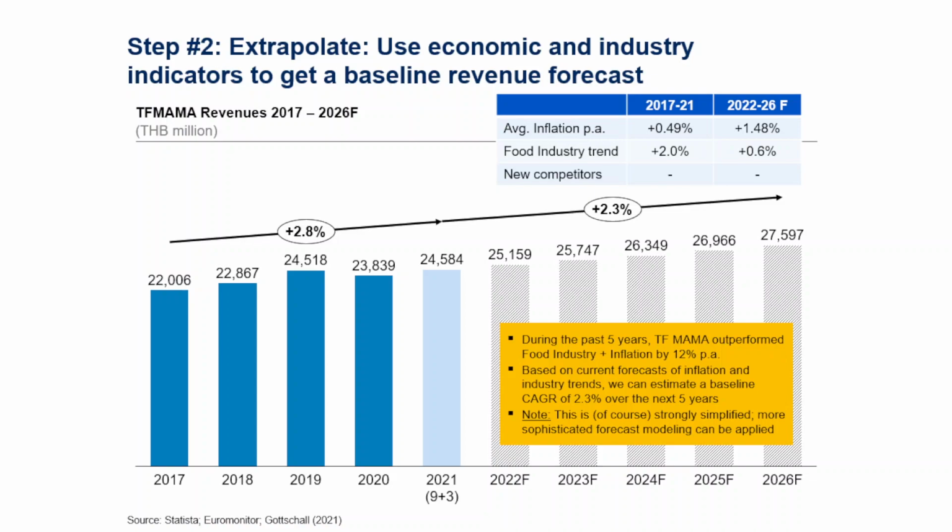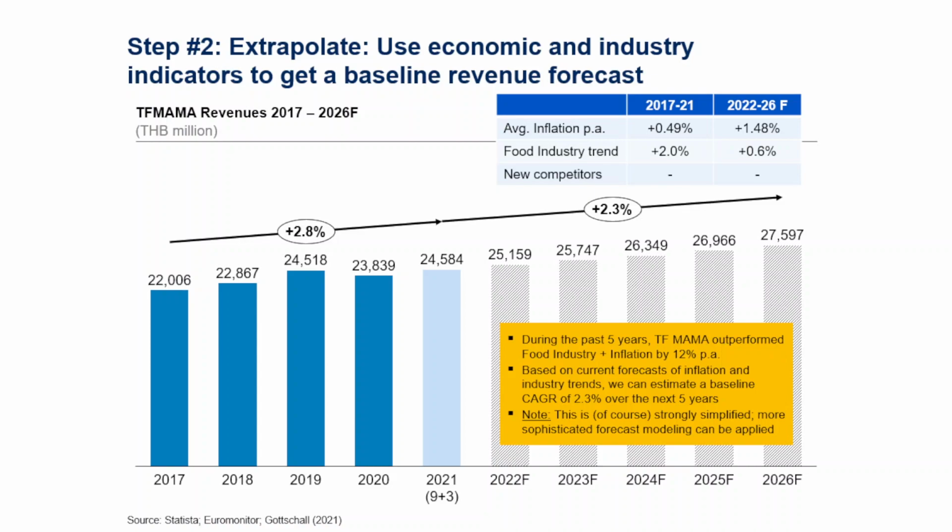So if I apply the same kind of performance that TF Mama had in the past and apply this to those new indicators, then I come up with a growth rate of about 2.3%. And then I have applied this growth rate over the next couple of years, and I have just extrapolated and grew the revenues by that amount.